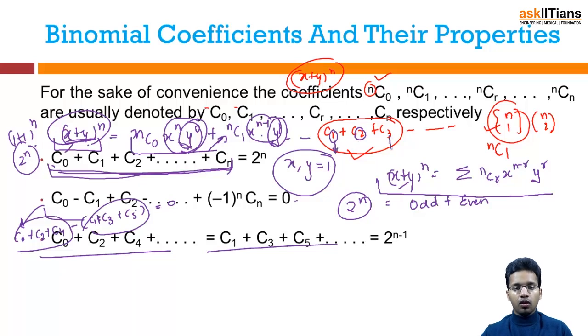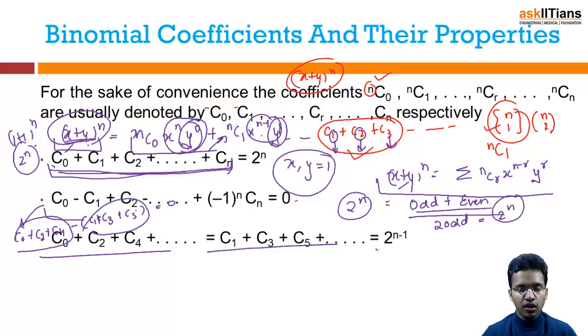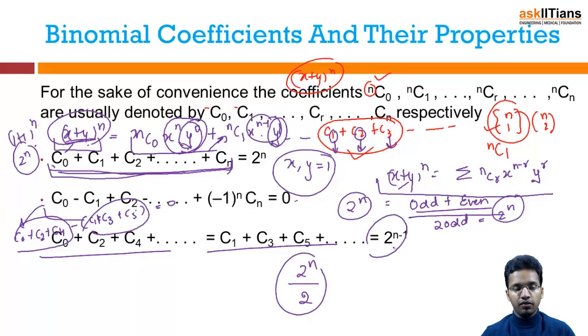Okay, odd means having odd r values, and even means having even r values. So in that case, odd plus even is 2 raised to power n. When I'm saying both are equal, it means twice of odd will be equal to 2 raised to power n. So obviously odd and even will each be 2 raised to power n divided by 2, that is 2 raised to power n minus 1. These properties are again very important.